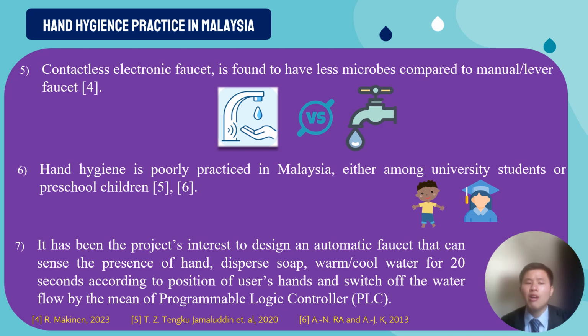However, despite a lot of research showing the significance of hand hygiene, it is poorly practiced in Malaysia, either among university students or preschool children. Specifically, only about 50% of Malaysian students practice correct hand hygiene or hand washing procedure. So therefore, it is the interest of this project to design an automatic faucet that can sense the presence of hands, dispense soap, and warm or cool water for 20 seconds according to the position of the user's hands, and switch off the water flow by means of a programmable logic controller or PLC.